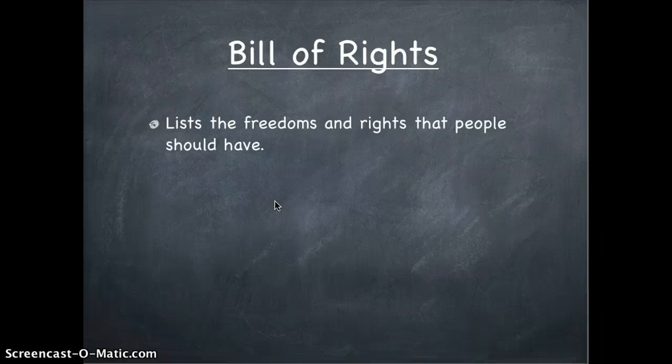Now pause the video and copy down the Bill of Rights vocab word into your notebook. Then move on to the next slide.